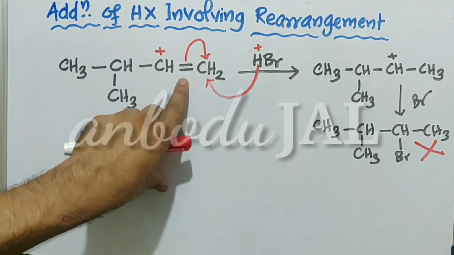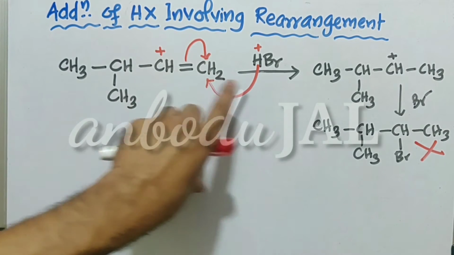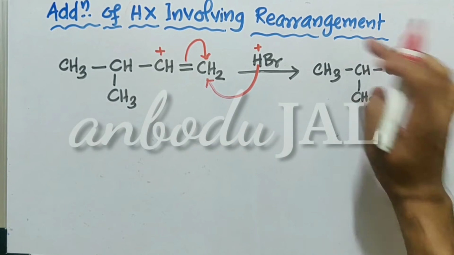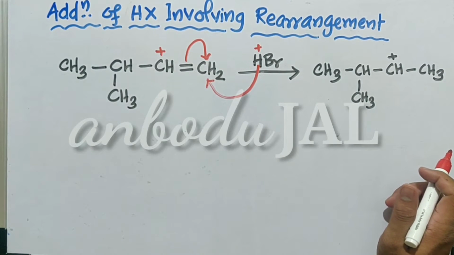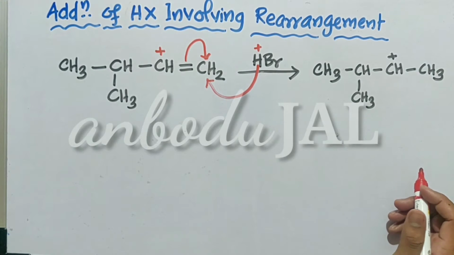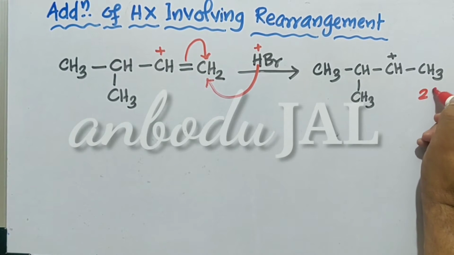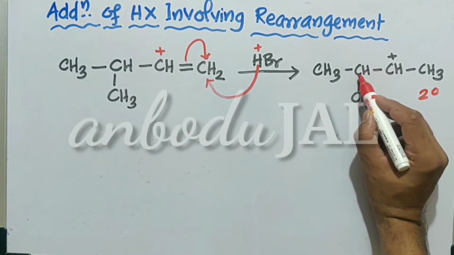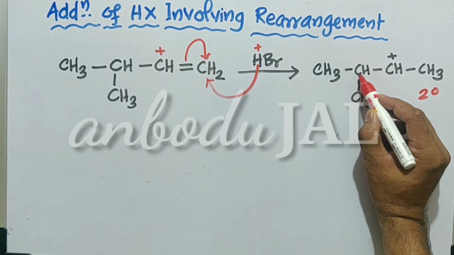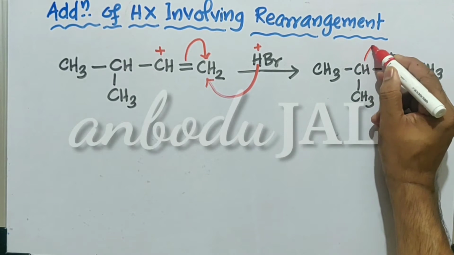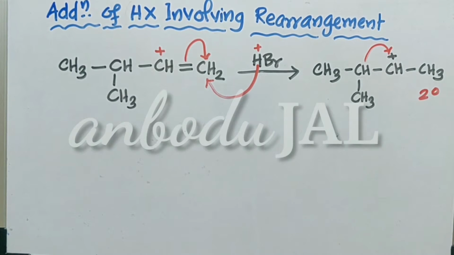As a result of this shifting, firstly, this carbocation is formed. There will be a rearrangement. For what purpose? For a stable carbocation. Listen here, this carbocation is secondary. The carbon next to this positively charged carbon, that is this carbon, is a tertiary carbon. So when H minus is shifted to this carbon, the carbon becomes positively charged.